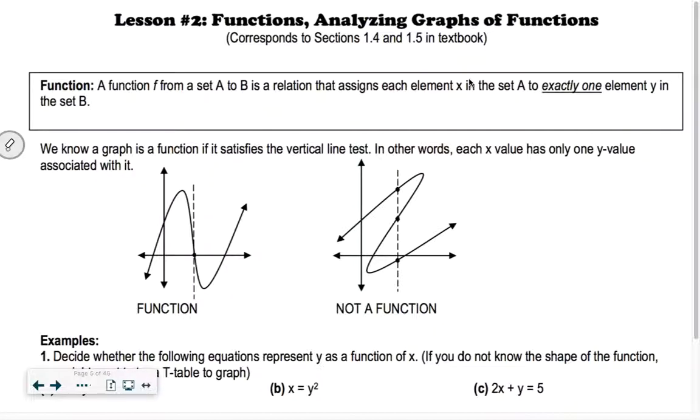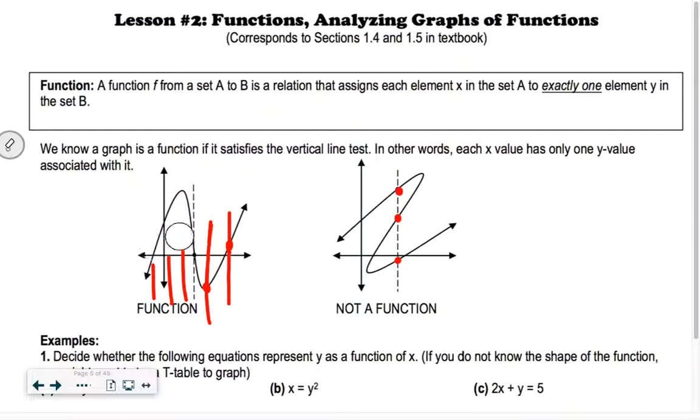The way you typically talk about functions is using the vertical line test. A function is a graph that passes the vertical line test. Something that would be a function is this first one. I can draw all the vertical lines through it, and only one point is crossing each vertical line. Does that make sense? Something that would not be a function is this, because for a certain x value, there's more than one y value that goes with it.